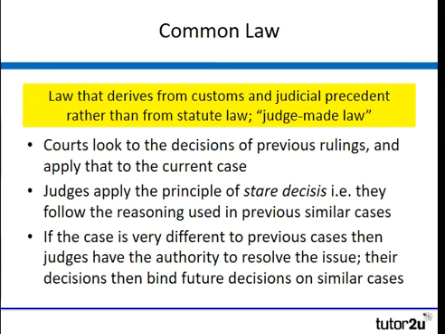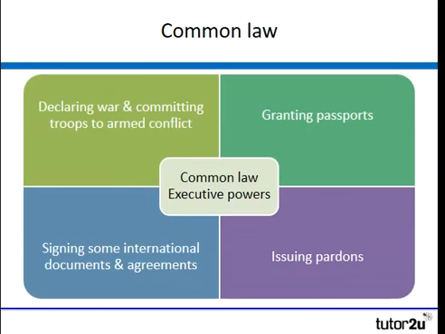However, we know that not every case is going to have a precedent. There is not always going to be a case that has been similar to the one being looked at today. So if the case currently under consideration by a judge is very different to previous cases, or if the circumstances are different, then judges in the UK have the authority to directly resolve the issue. That judge's decision then binds future decisions by judges on similar cases. In other words, the judge has created common law. They have created judge-made law.